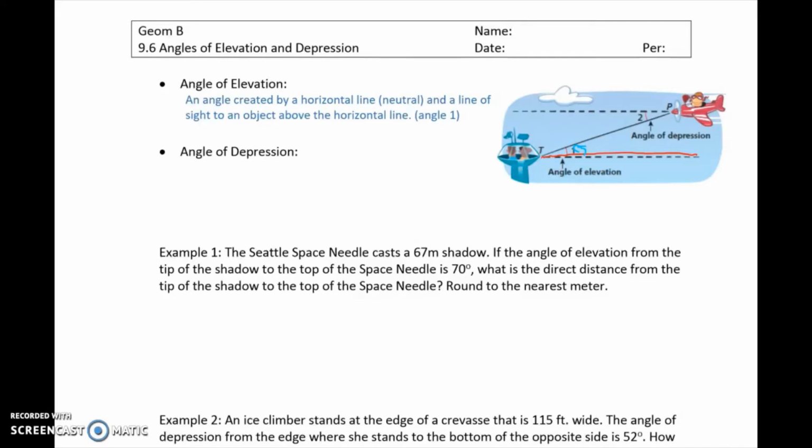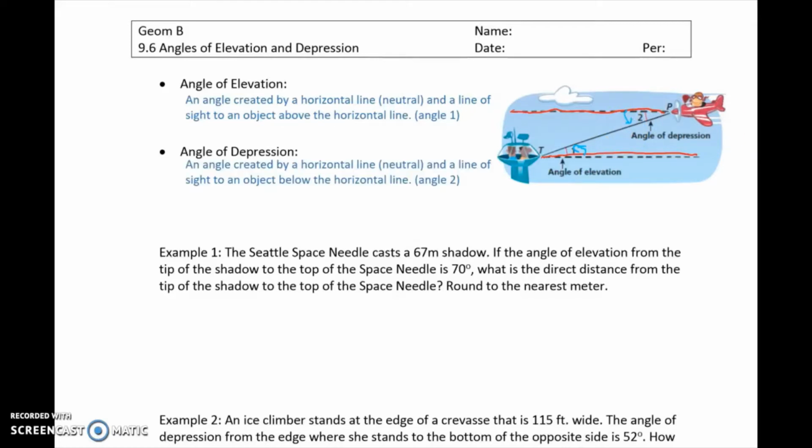Now the angle of depression is going to be the opposite. So you're still starting with that horizontal neutral line, right? So that's this dotted line. So now put yourself in the position of this pilot. You're looking straight ahead at the clouds, that's your neutral. And then you notice the tower coming up in the distance. So then you tilt your head down toward this line of sight. Okay? That angle going down from the horizontal is what we call an angle of depression.